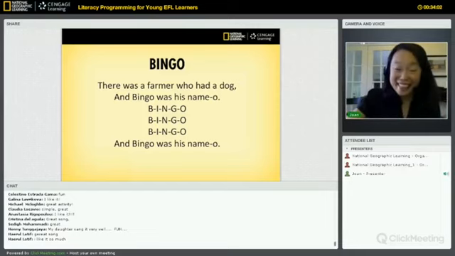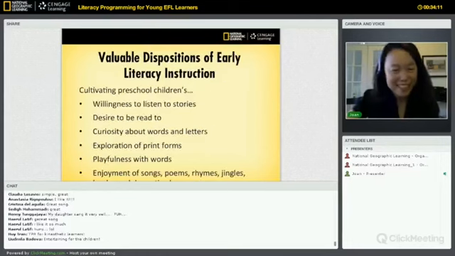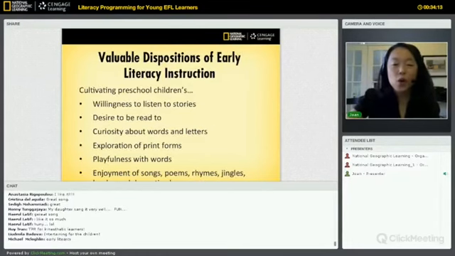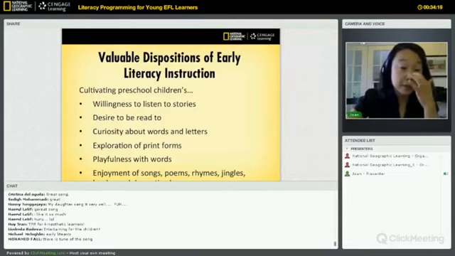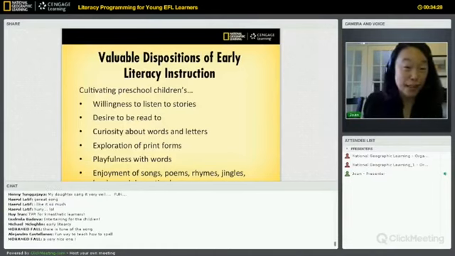Okay? So again, these emerging or early literacy skills can be taught through song. And that's how they originated anyway, right? Okay, so what we're really talking about here with these types of activities is what we call the dispositions of early literacy instruction, right? We're actually trying to cultivate readers in our preschool children. Okay, so we're trying to make it fun and active.